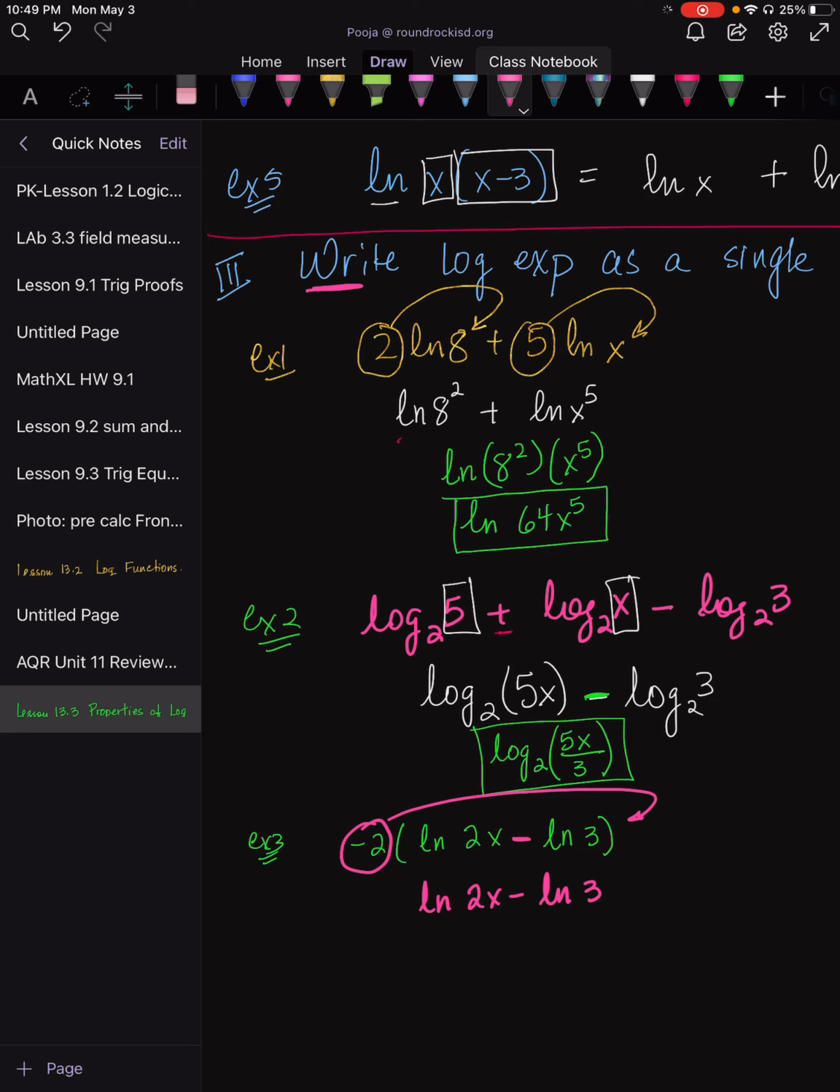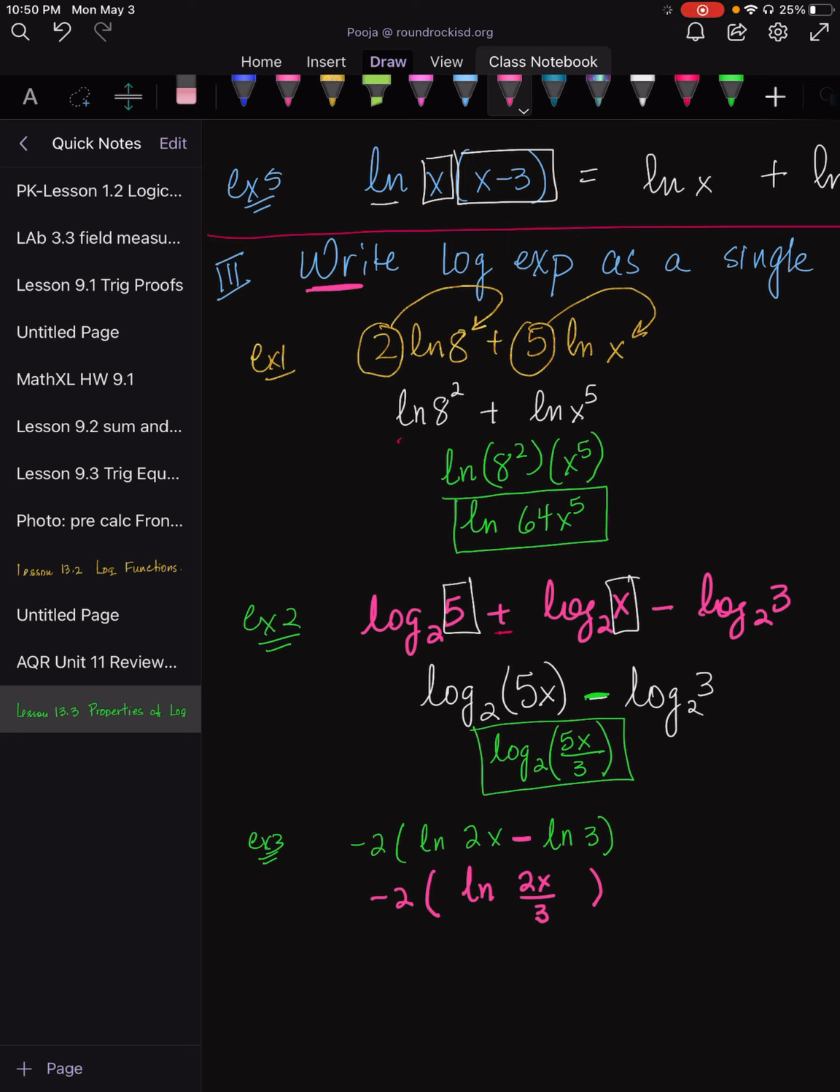Oh, actually, I couldn't do that, because if I put that on the 3, do I raise all of this to the power of -2? That does not look right to me. So I need to tackle parentheses first. I did not realize that there are parentheses there. So -2 will stay here. The inside needs to be taken care of first, which is a subtraction log problem with the same log, ln, natural log, that can be converted into a quotient problem, 2x over 3.